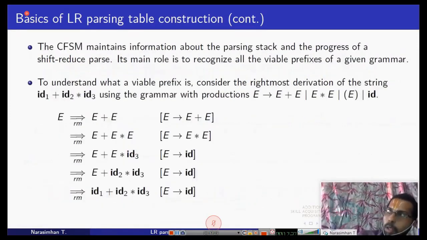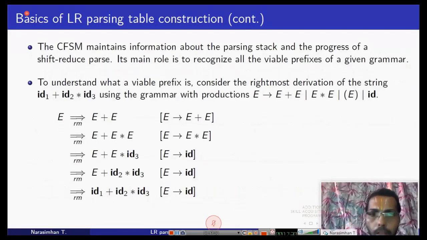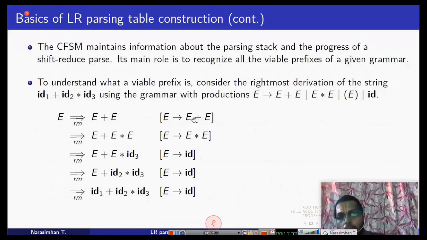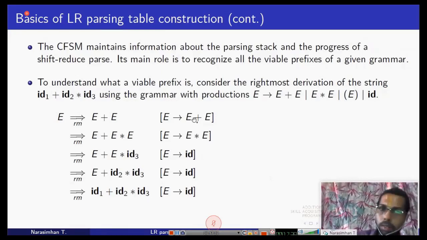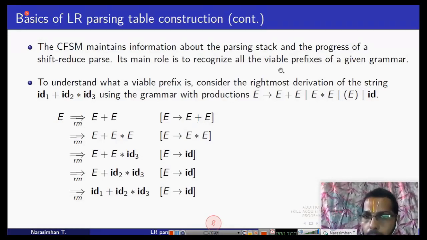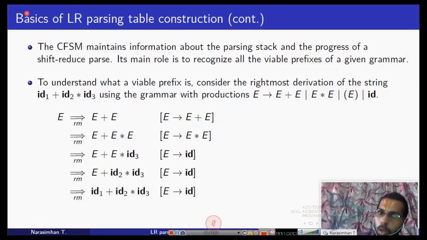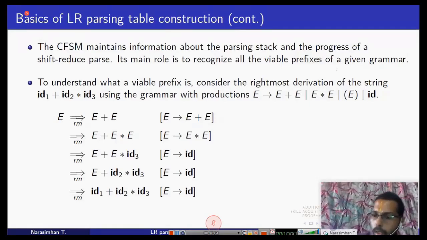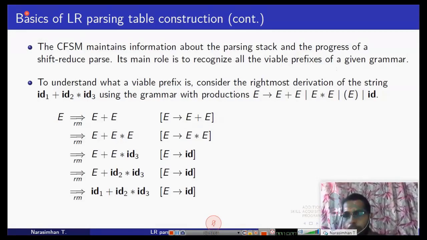Let us see what is the role of this CFSM. Its duty is to maintain information about the parsing stack and also the progress of the shift-reduce parsing, that is, how much of the parsing process you have completed. Along with that, the status of the stack is also maintained. The main role of the CFSM is to recognize all the viable prefixes of a given grammar.